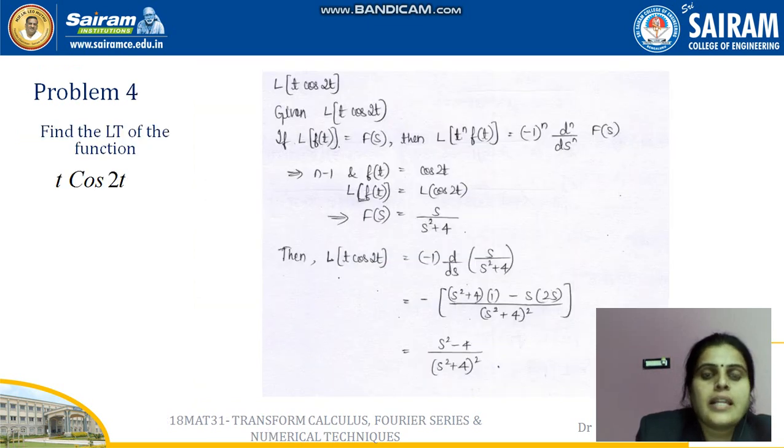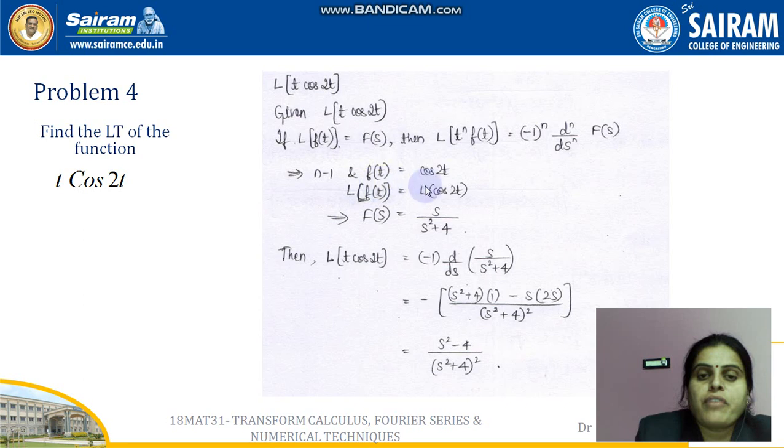So let us see another example, which is find Laplace transform of t cos 2t. Given that L of f of t is f of s, then Laplace transform of t to the power of n into f of t is minus 1 to the power of n d power n by ds power n of f of s. And here the power of t is 1 and the f of s needs to be found for it, and f of t here is cos 2t.